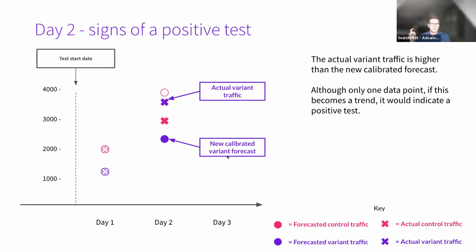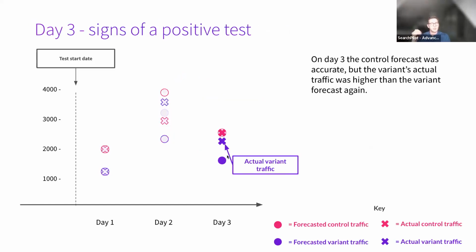And so again, imagine this happens on day 3. The control bucket this time has come in as expected. You can see the red circle and the red X are shown up in the same place. Whereas yet again, the variant bucket actual traffic is outperforming the forecast. And so imagine this kept happening every single day.